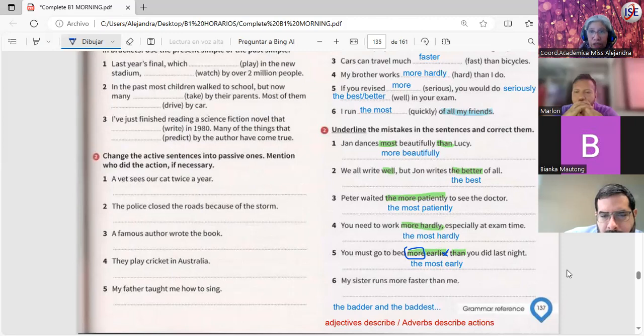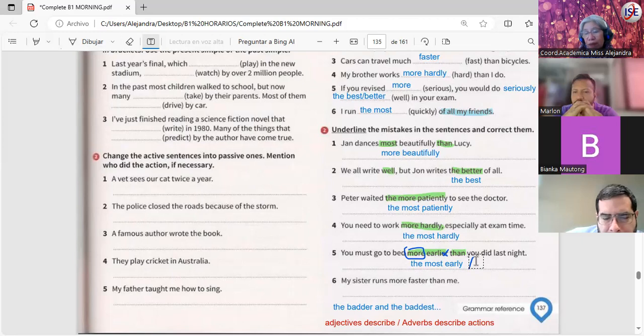And as we are working with adverbs and not adjectives, we have to use "the most early" or "more early than," but not "more earlier." So the right sentence will be: you must go to bed the most early you did last night. You don't use "that."